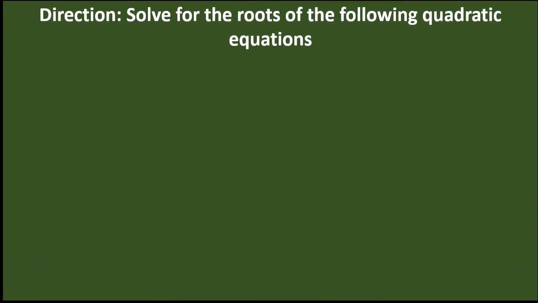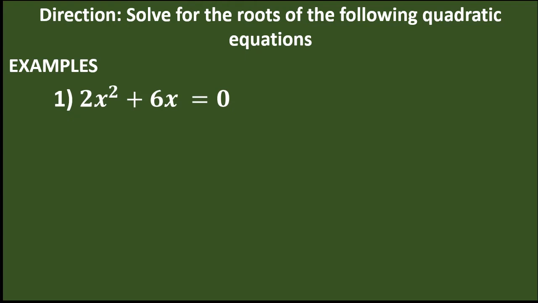Let us now proceed in our topic for today. The direction is solve for the roots of the following quadratic equation. So for example, number 1, we have 2x squared plus 6x equals to 0. In this case, we have the quadratic term, and 6x is the linear term. We don't have a constant term.